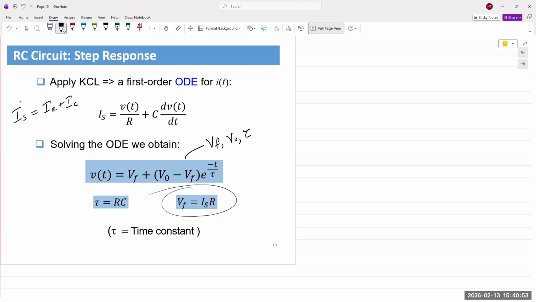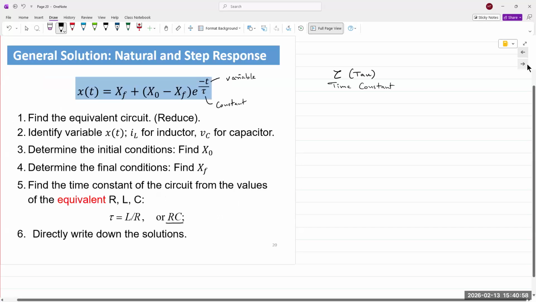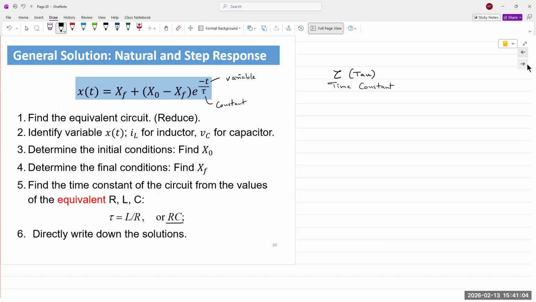All right, so why did we breeze through all four circuits? Well, because of this. This is the one equation to rule them all. We have XF, we have X0, and we have tau. As I said, this one equation describes all four circuits.